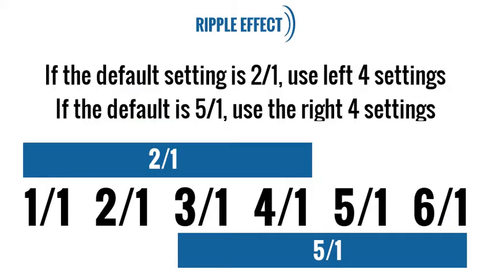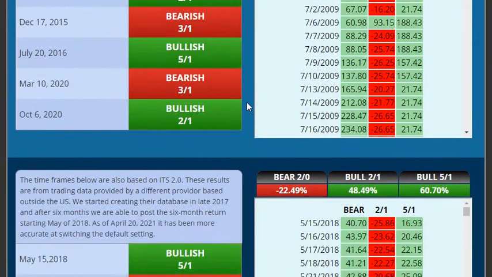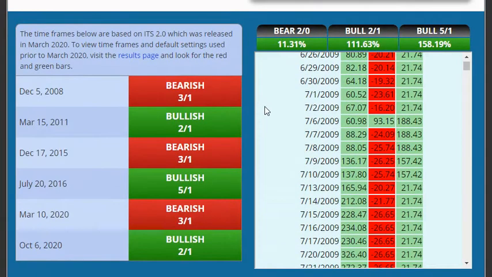And as we saw before, since we're using the default setting of 5-1, for our ripple effect, we're going to use 3-1, 4-1, 5-1, and 6-1 for our plays. And so right now we would be on 4-1. When that hit 50%, we would go to 5-1. When that hit 50%, we would go to 6-1. When that hit 50%, we would start back over at 3-1. Does that make sense? And remember, we only do this in the bullish markets.